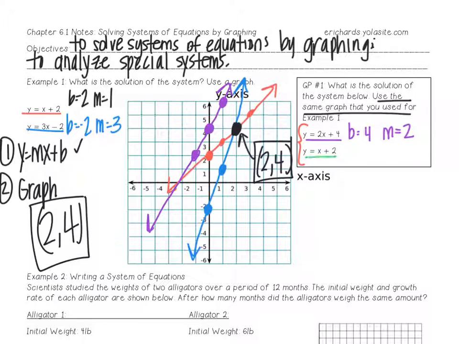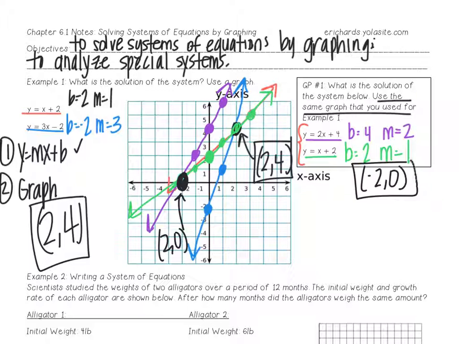And now the second equation we'll graph in green. Our y-intercept is 2 and our slope is 1. So we're going to put a point on 2 for the y-intercept, and slope is rise 1, run 1. And then I'm going to draw my line. And it looks like they'll cross right here. So I'll do that in black. And that is the point -2, 0. So the answer to this system of equations is -2, 0.